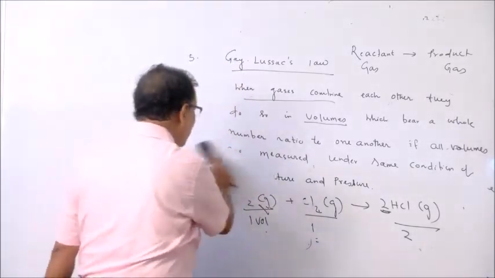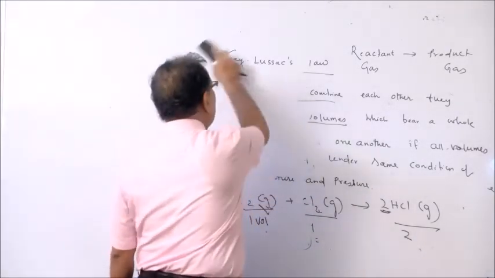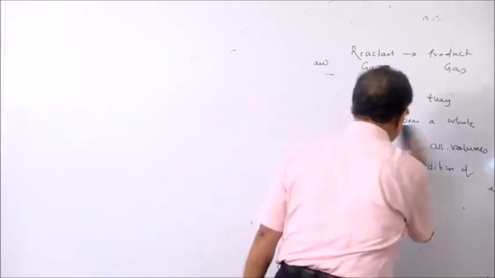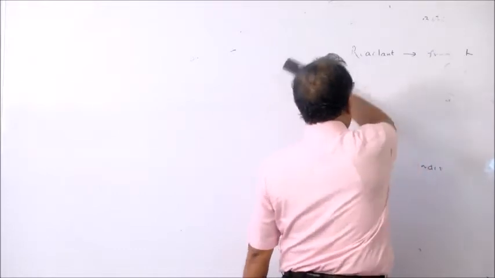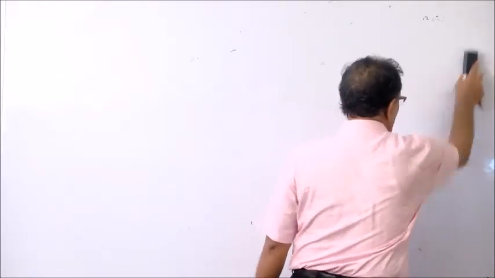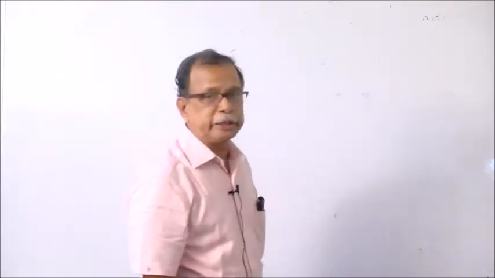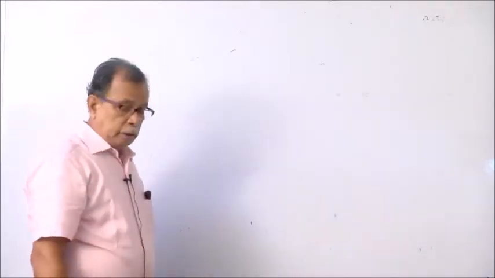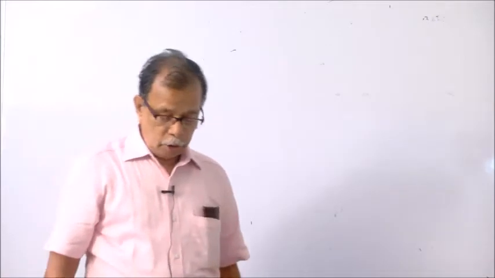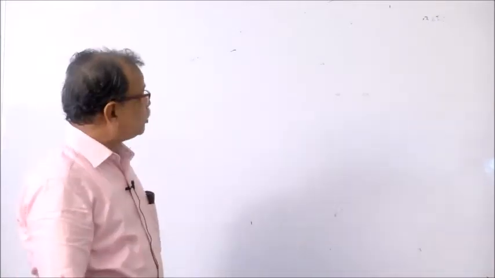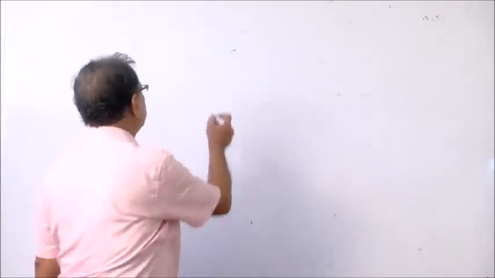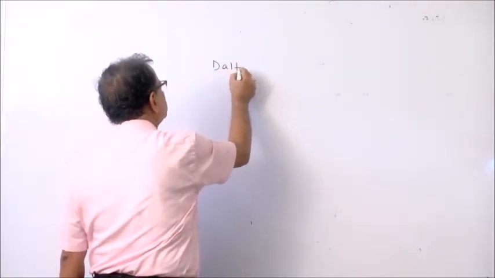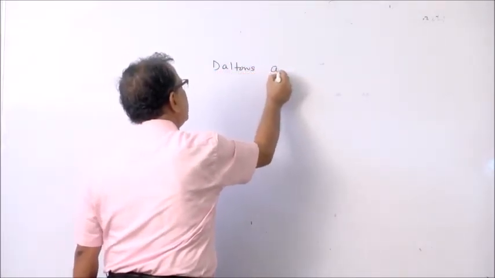So that I have discussed in the laws of chemical combination of atoms to form compounds. One is the law of conservation of mass, first. Number 2, law of definite proportion. Third is law of multiple proportion. Fourth is law of reciprocal proportion. Fifth is Gay-Lussac's law. Now, then the theory is Dalton's atomic theory. Now, I will continue to discuss Dalton's atomic theory.